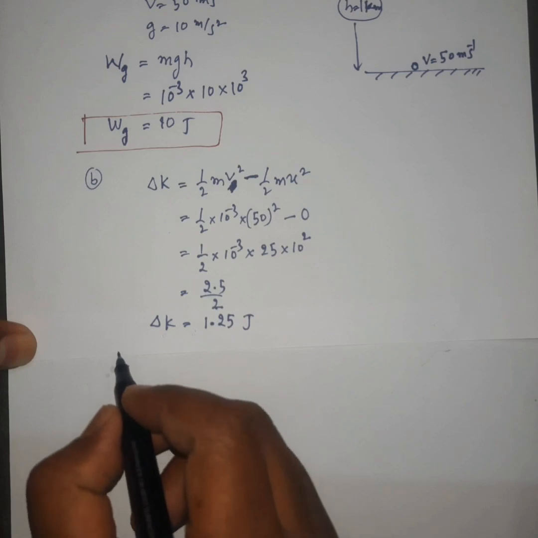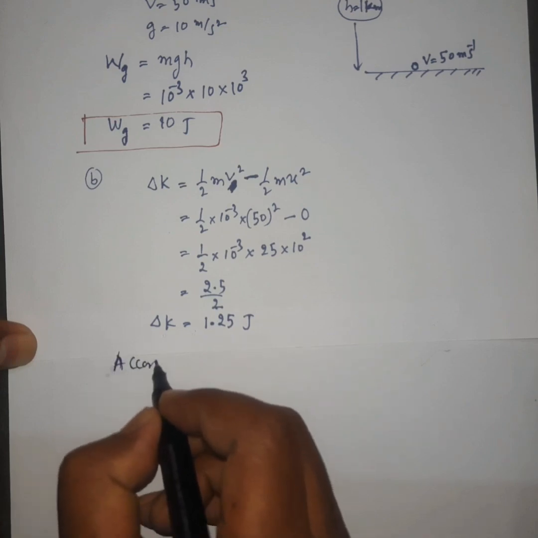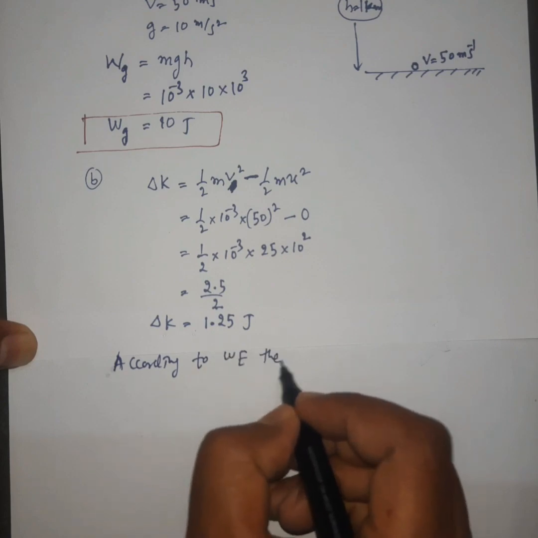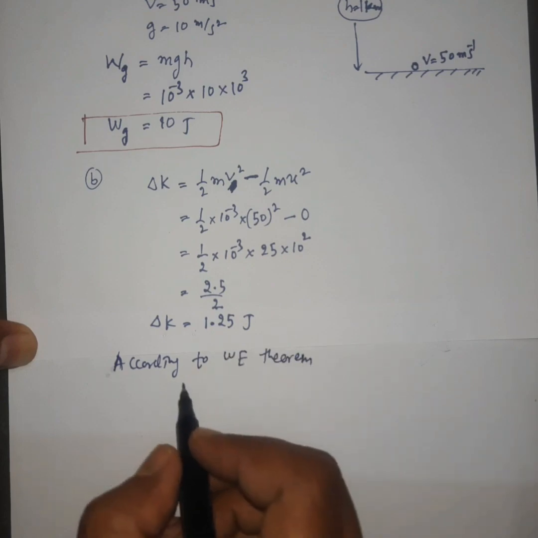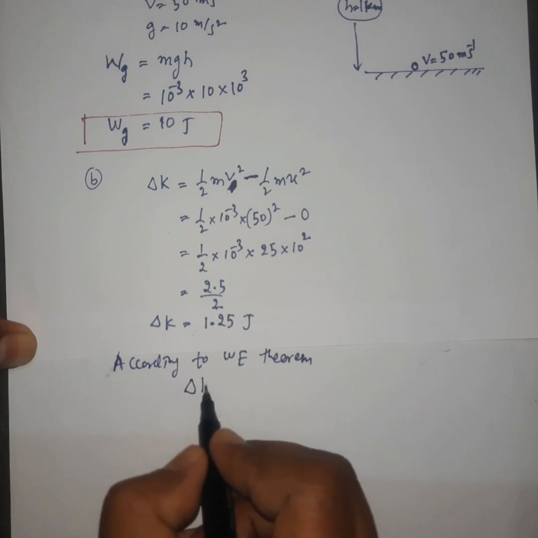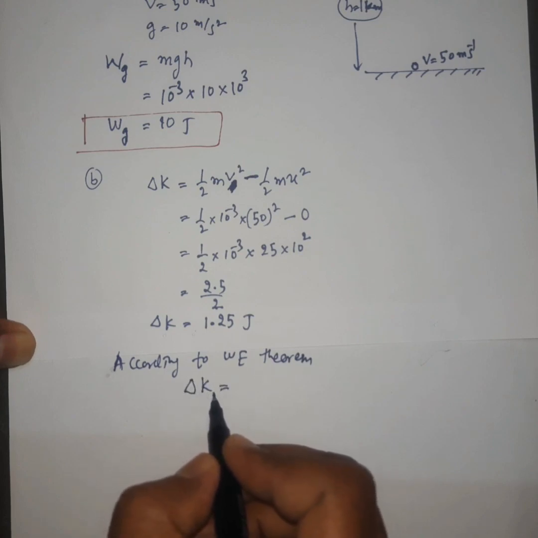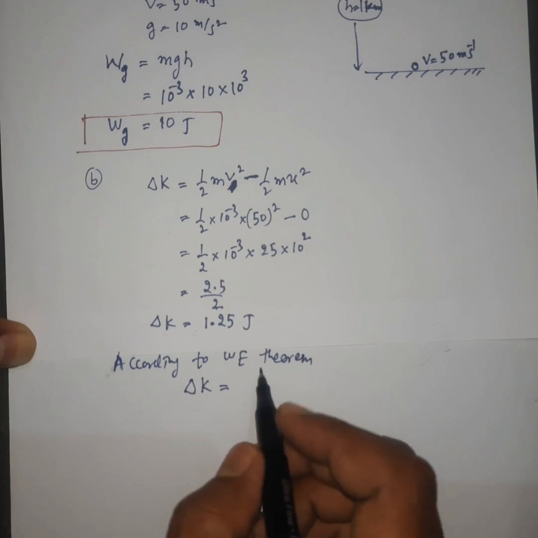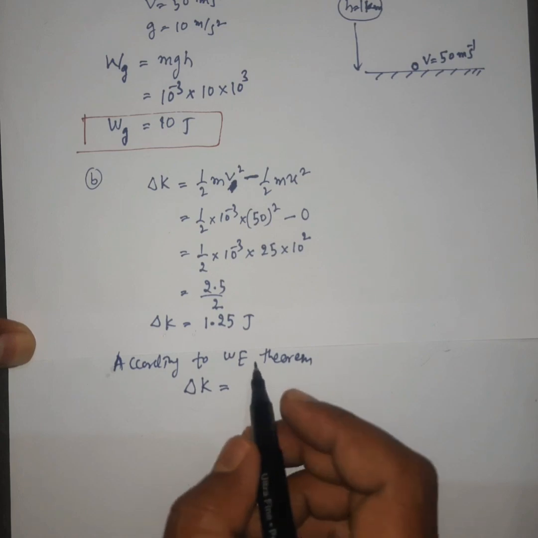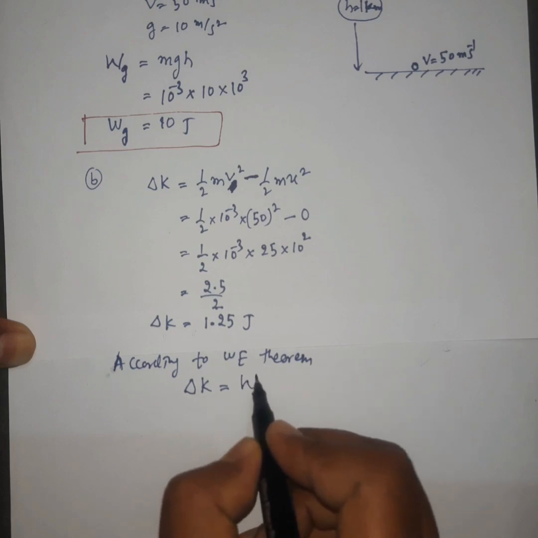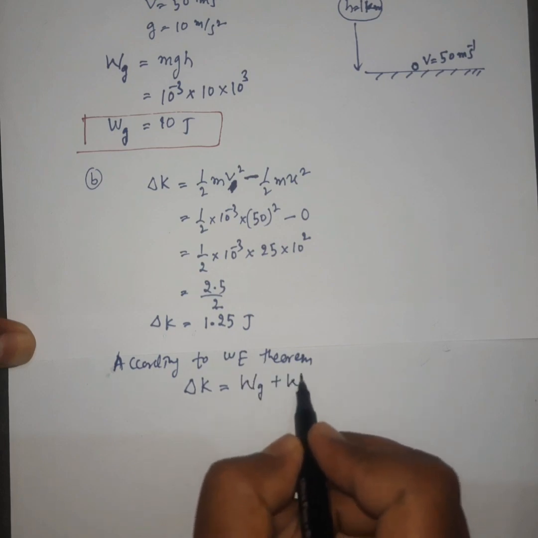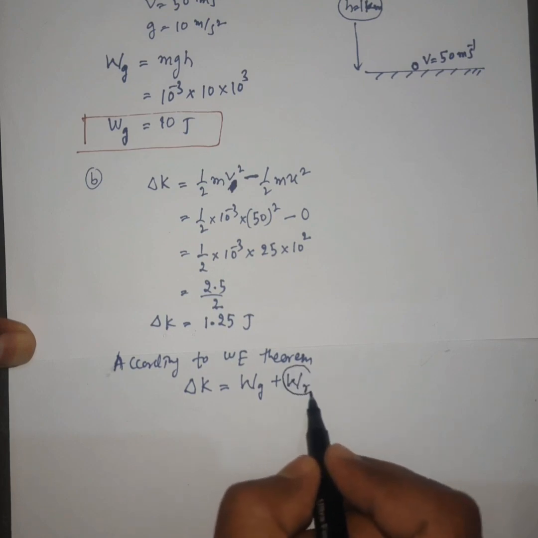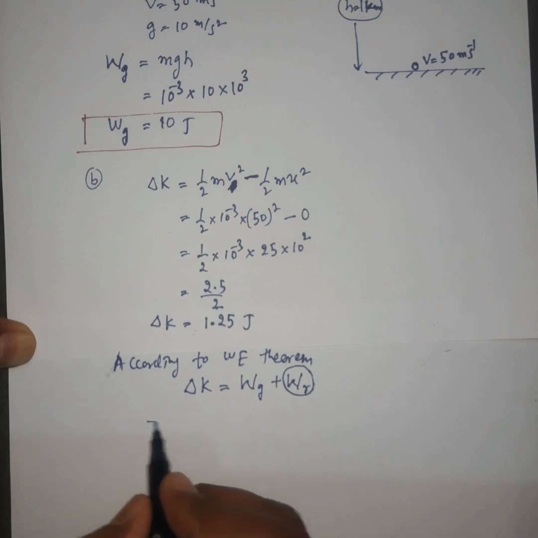According to the work energy theorem. What is the work energy theorem? The change in kinetic energy is equal to the work done by the net force, that is the total work done. So here it is the work done by the gravitational force plus the work done by the unknown resistive force. Here we have to find the unknown resistive force.